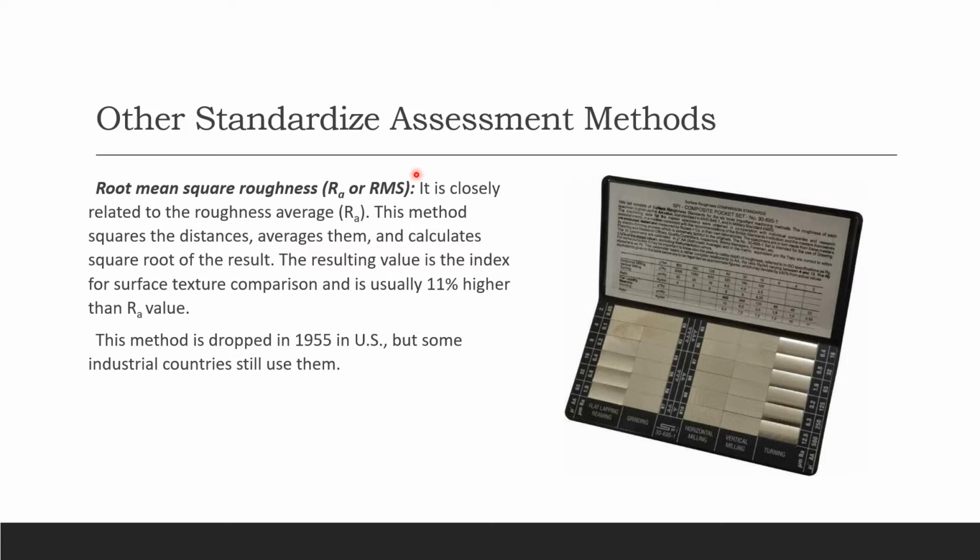Another method to assess the surface we call the root mean square roughness. This is just the symbol for that. It's closely related to the roughness average, which is your RA. In this method, first we square the distances, and then we average them, and then we calculate the square root, kind of similar to your standard deviation or variance. The resulting value is an index for surface texture comparison, and it's usually 11% higher than your RA value, which is your roughness average. But we haven't used this since 1955 because it's pretty difficult math.